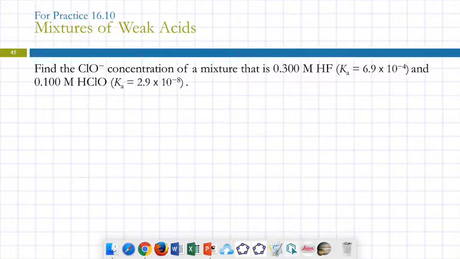Okay, so we're trying to find the hypochlorite ion concentration in this mixture. So we've got 0.3 molar HF. Here's its Ka, 10 to the minus 4. And here's 0.1 molar hypochlorous acid. Its Ka is 10 to the minus 8. So those exponents differ by 4. So that's what, a factor of 10,000? So we can assume that this is not going to contribute significantly, and all we have to do is look at the HF. So we've got the HF.